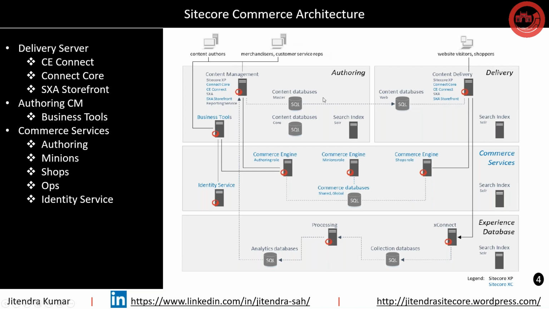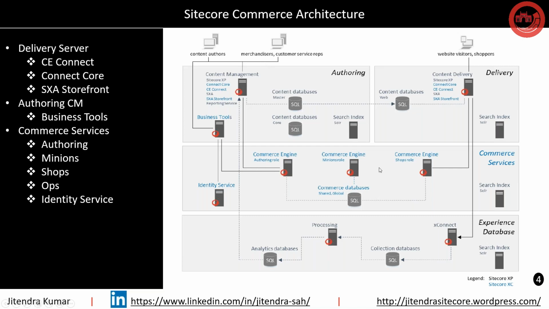For the CM instance, which is authoring, we obviously require the CM sites. Then we need the business tools, which also come into the authoring section. Then you can see here the authoring, minions, and the identity server. These are the things which can be used on a CM role. SOAP is basically used by the CD for content authoring. It is the authoring, so roles come into the picture.